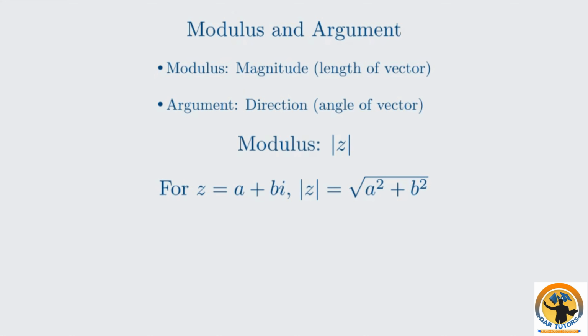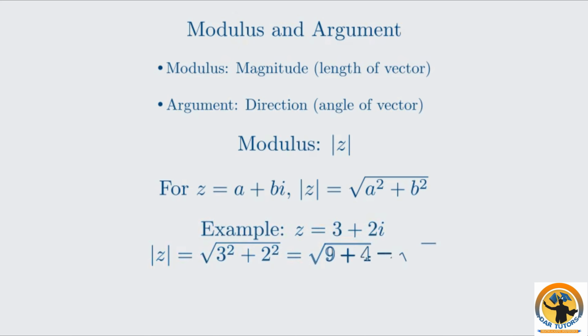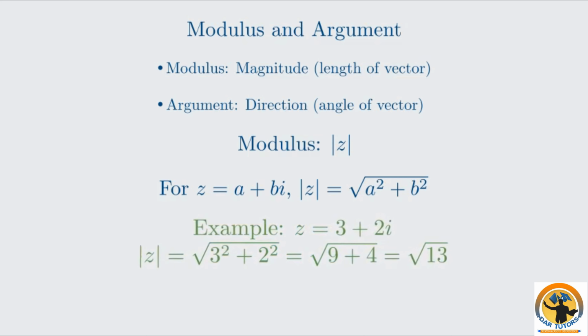The modulus represents the distance of the complex number from the origin in the Argand plane. For example, if z equals 3 plus 2i, its modulus is the square root of 3 squared plus 2 squared, which is the square root of 13. This means the point 3, 2 is at a distance of root 13 from the origin.